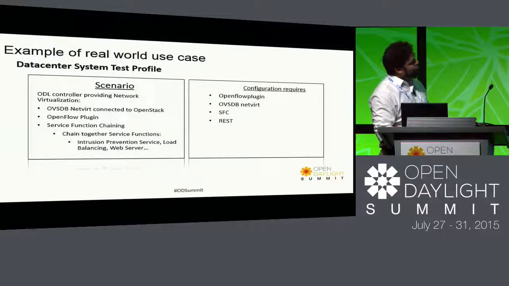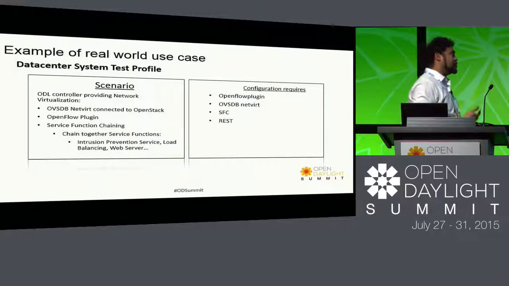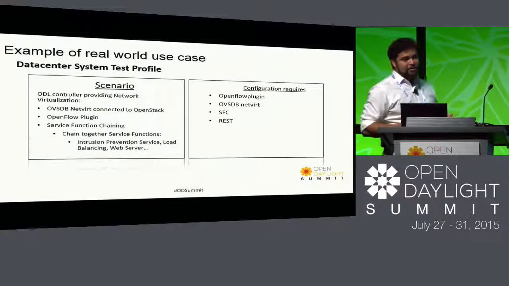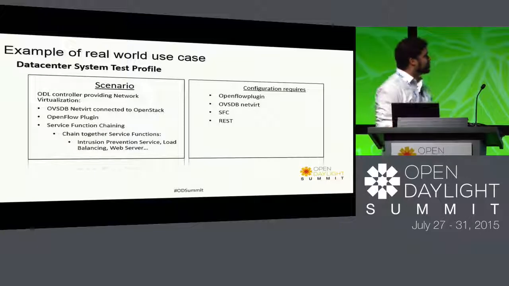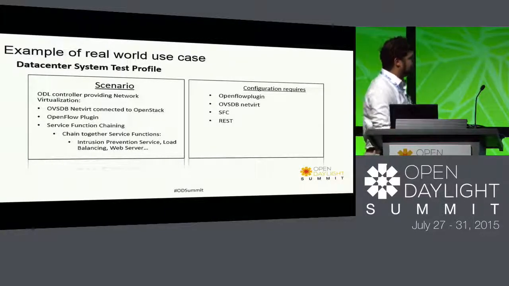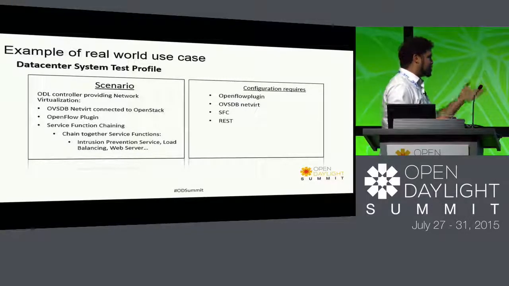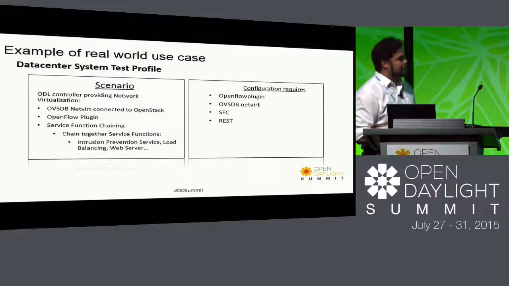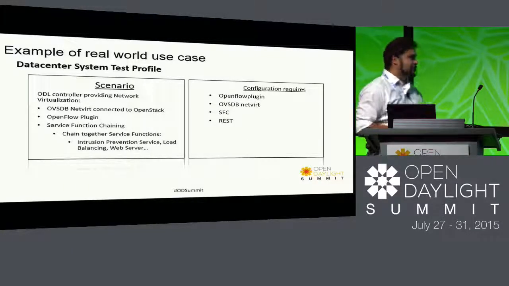But I guess the way I would set up a data center test profile is on this slide here. There are many other ways to do it, but I would have an ODL controller providing network virtualization using OVSDB NetVirt, connected to OpenStack as the cloud orchestrator. You'd have the OpenFlow plugin in the mix. It's a dependency of OVSDB, but it's also important for controlling the network, obviously. Service function chaining to chain together service functions that would be used in the data center: intrusion prevention service, load balancing, web server, and so on.